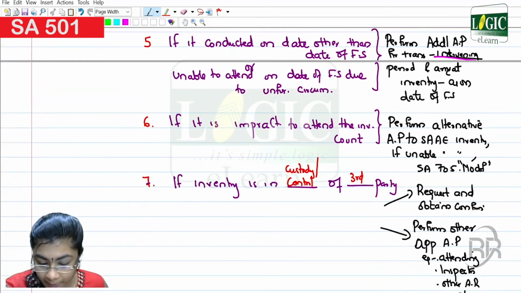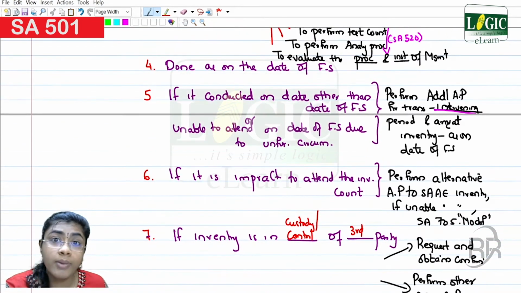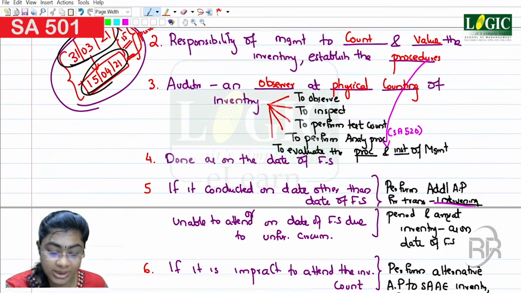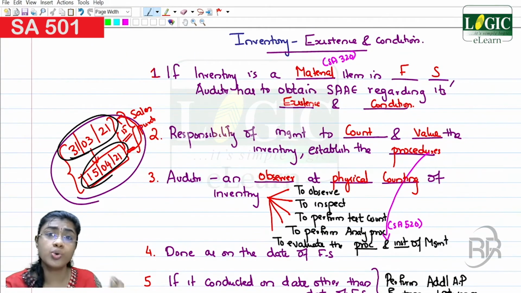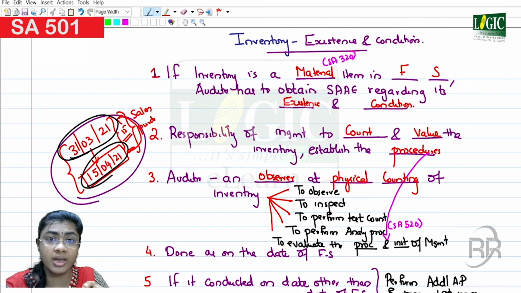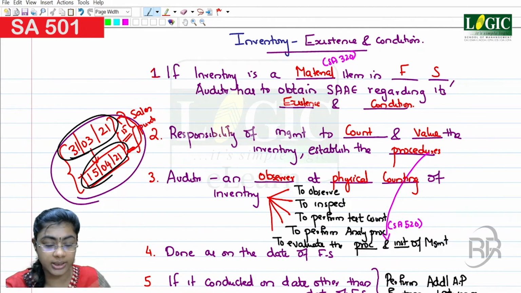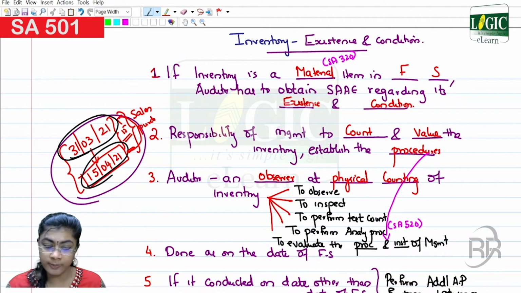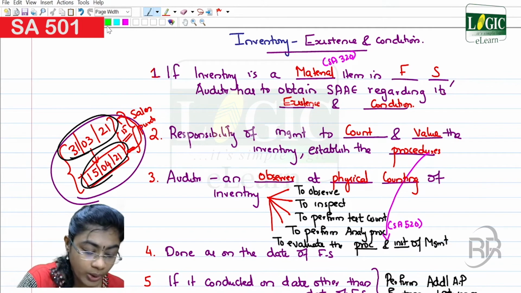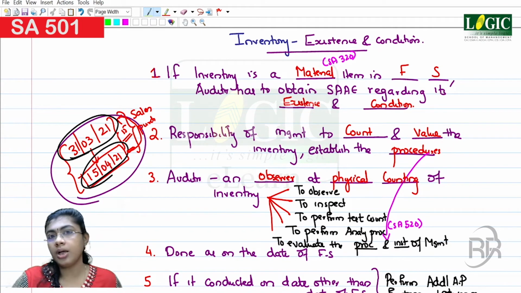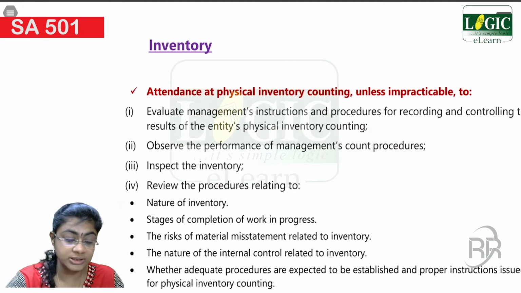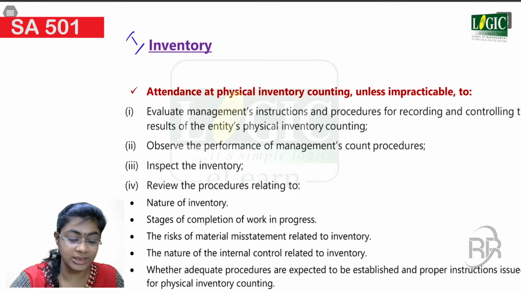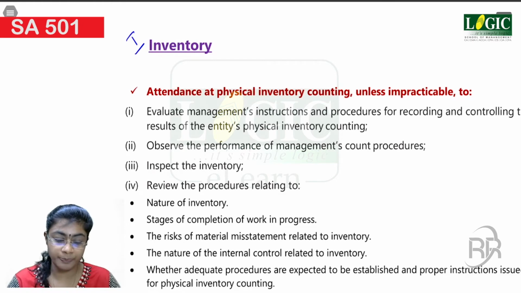So to sum up, these are the main points with respect to the selected item inventory to obtain evidence regarding its existence and condition. Clear? To wind up this particular topic, I will sum up the 7 points. The first and foremost selected item was inventory.